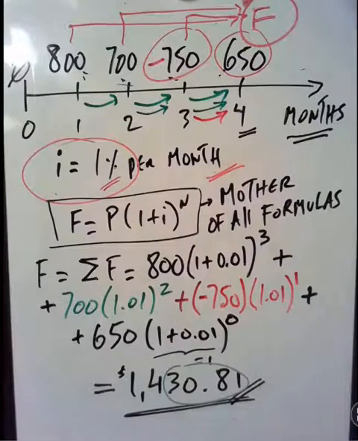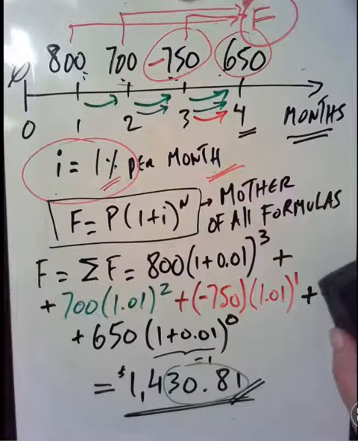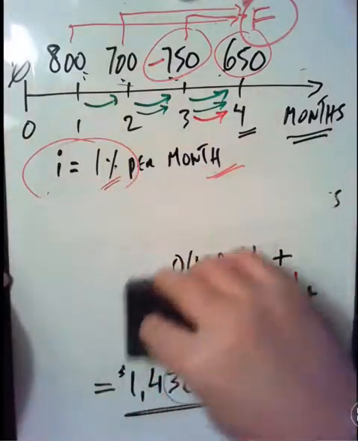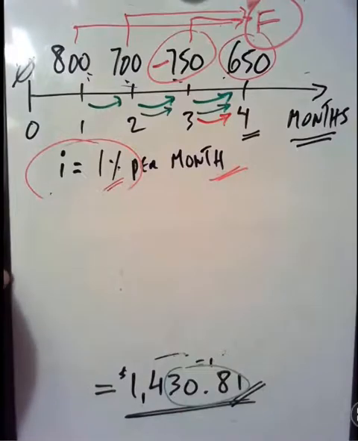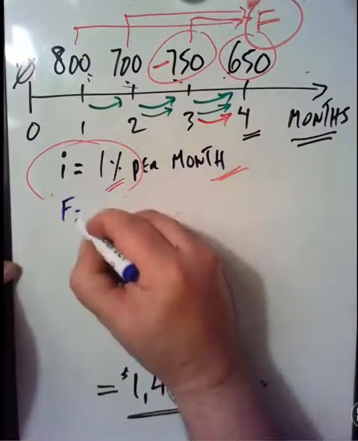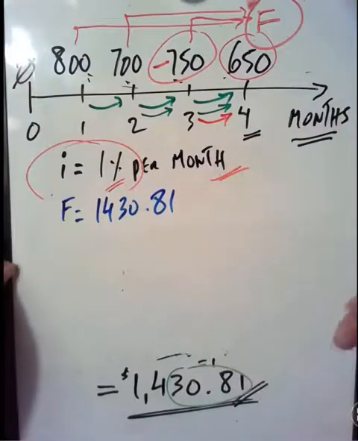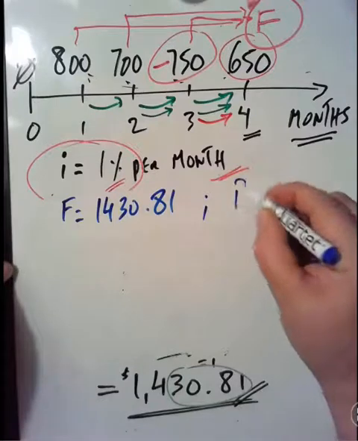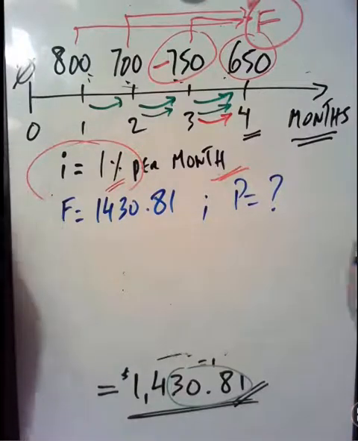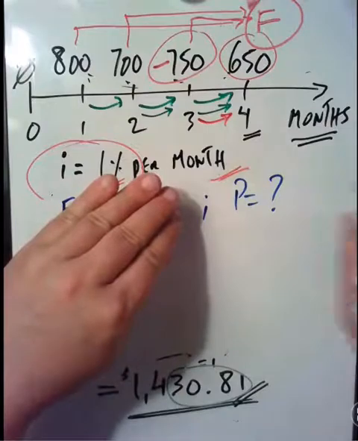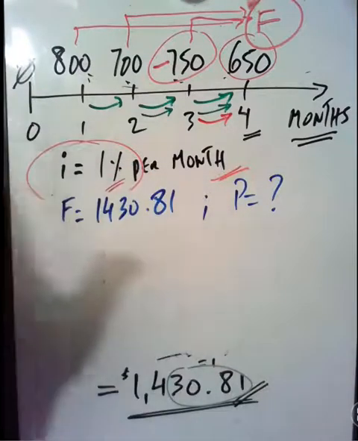Now, we just found out that the future value of these cash flows was $1430.81. What about the present value? Well, at this point, there are two options to compute this, right? Ignore that we computed the future value and find the present value instead. So let's do that option.